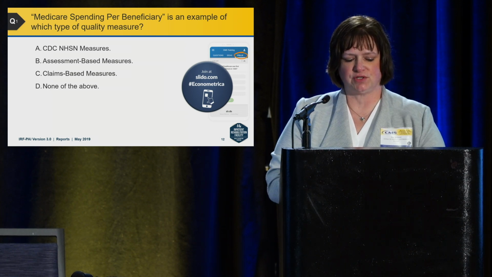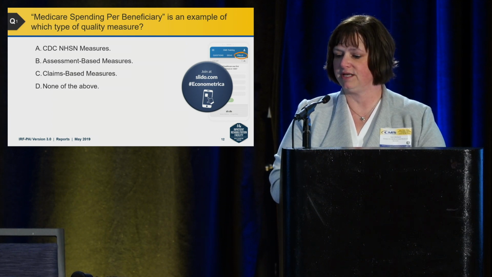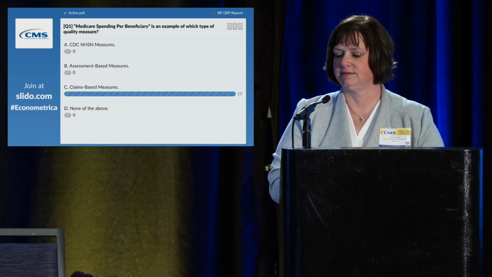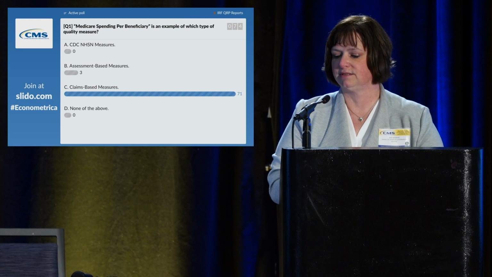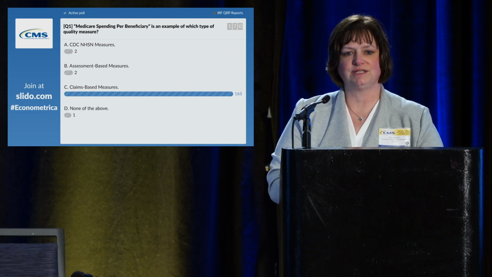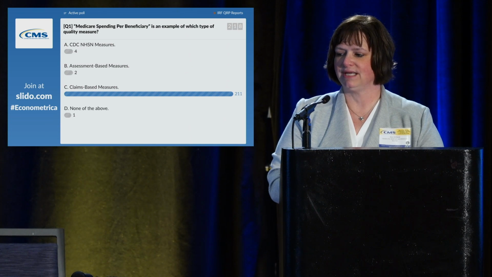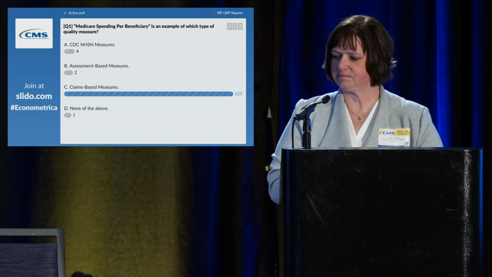Okay, so your first question is, Medicare spending per beneficiary is an example of which type of quality measure? Is the correct answer A, CDC NHSN measure, B, an assessment-based measure, C, a claims-based measure, or D, none of the above? I'll give everyone a moment to enter their responses, and I can see that we're still getting some responses coming in.